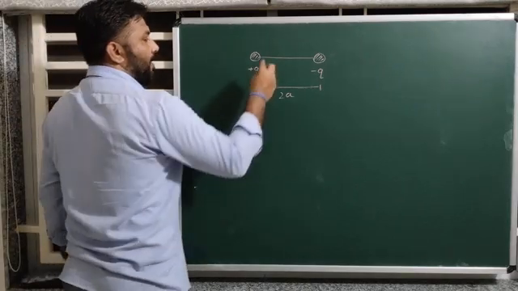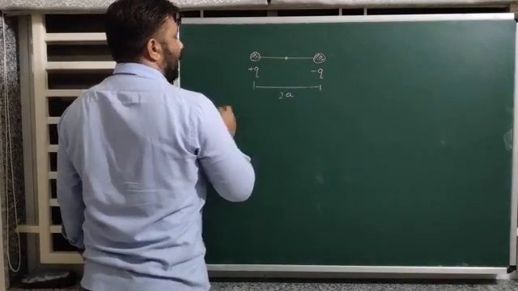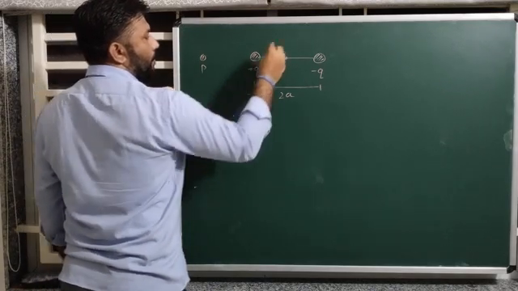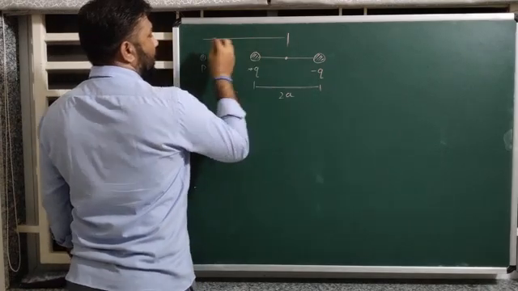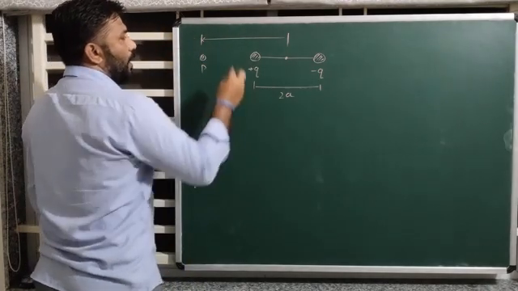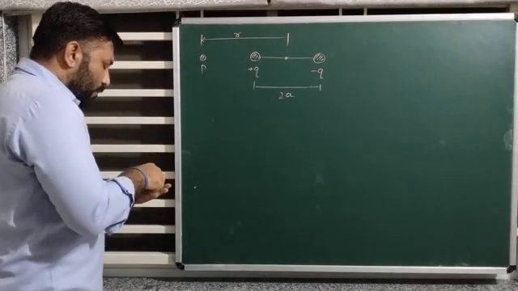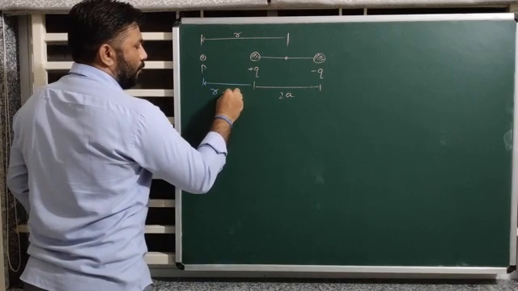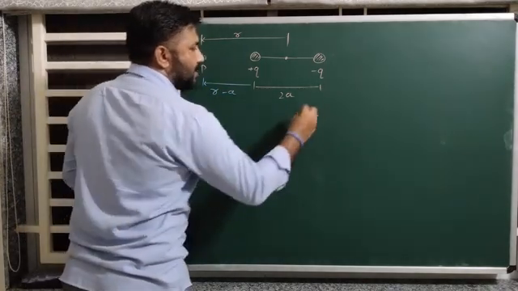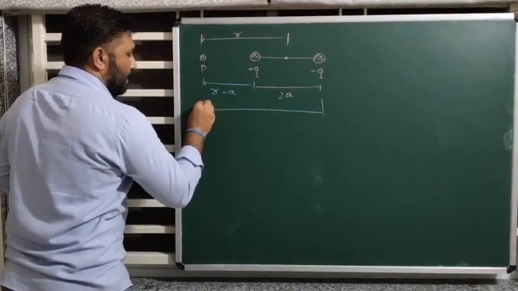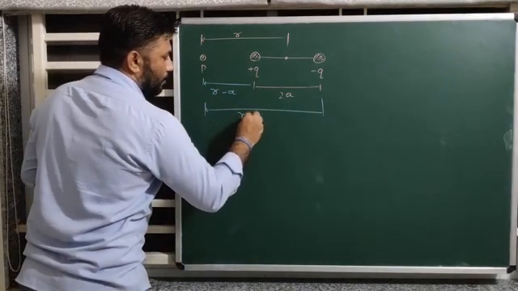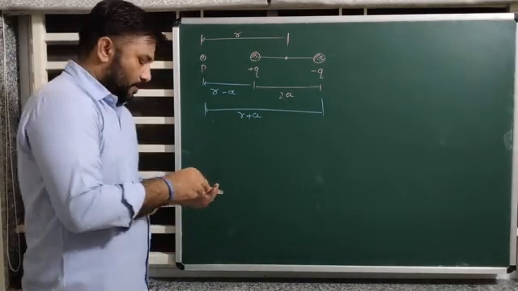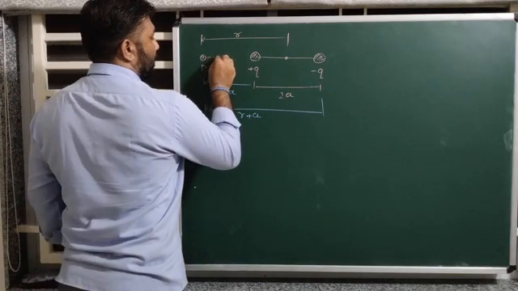Clear? From the center, you have to take a point. Which point? P, which is at a distance r. So what will be this distance? It is nothing but r minus a. What is the distance from here? It is nothing but r plus a. Is this okay? So complete the figure.